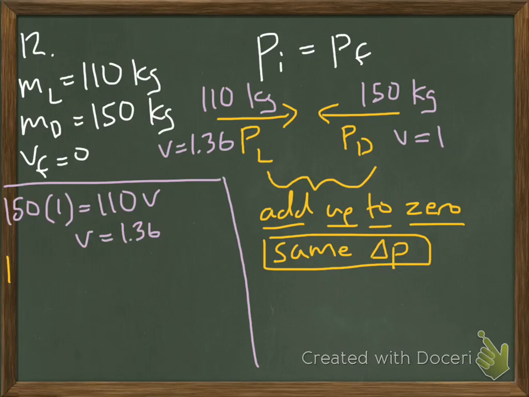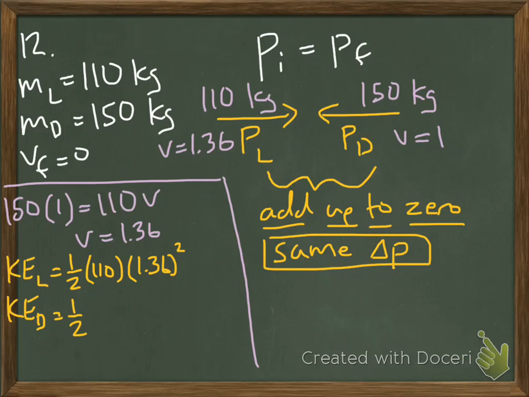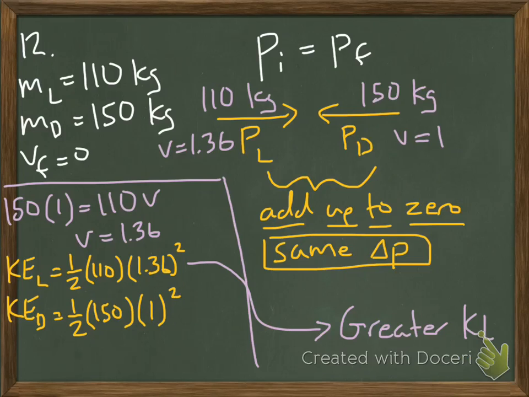So all I did here, I arbitrarily just chose a velocity for one. I just made it 1 meter per second. And then I plug into my conservation of momentum equation, and I get the arbitrary velocity of the other one. Turns out it's 1.36. So now that I have these numbers, I can plug it into my KE equation and see which one would be bigger, and then I'll have the answer to my question. So for the linebacker, I'm doing 1/2 mv squared with my real mass and my arbitrary velocity, and I'm going to do 1/2 mv squared again for the defensive end using the given mass and my arbitrary velocity of 1. If you plug it in, you'll see that the KE for the linebacker is greater.